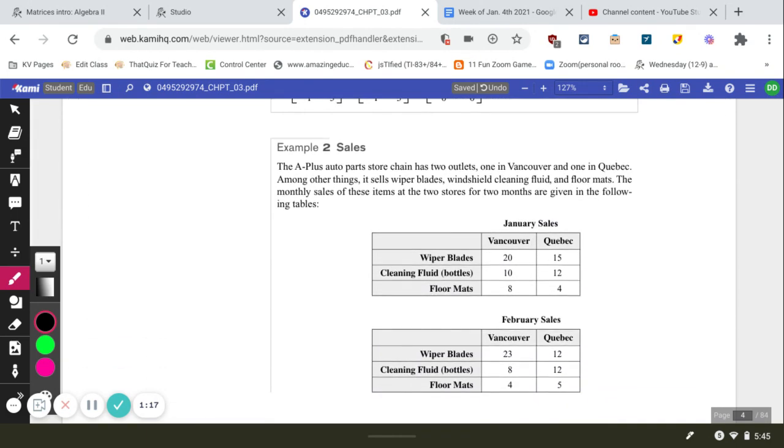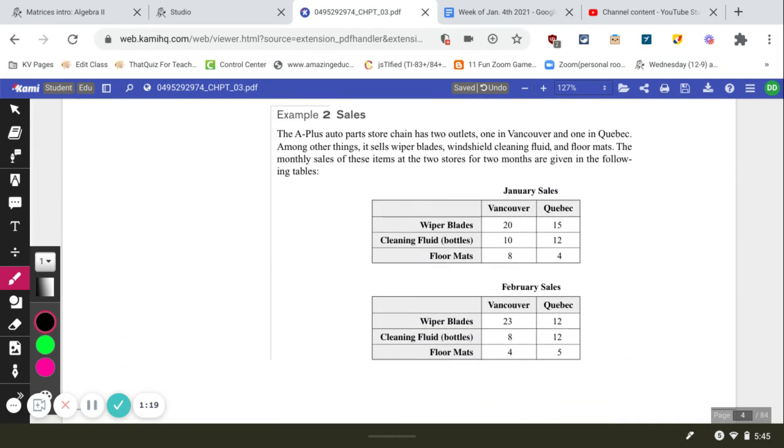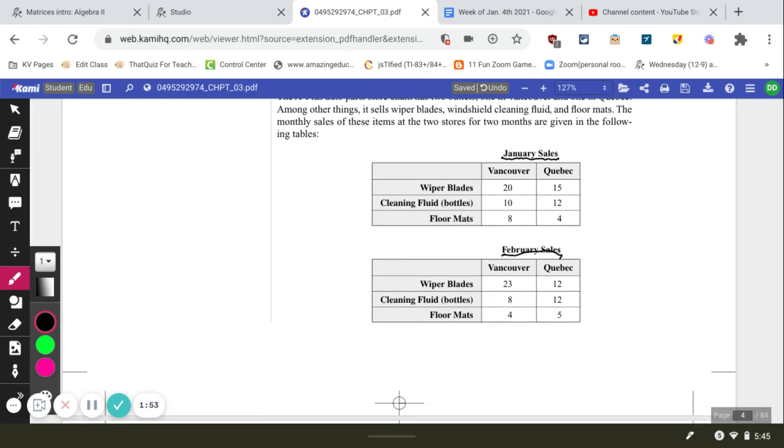Okay, down here at example 2, they give us this situation. There's two separate stores, one in Vancouver and one in Quebec. What they're doing is they've taken note of each store's sales for certain items in the month of January and in the month of February. The table just represents this information. So in January, Vancouver sold 20 wiper blades and Quebec sold 15.